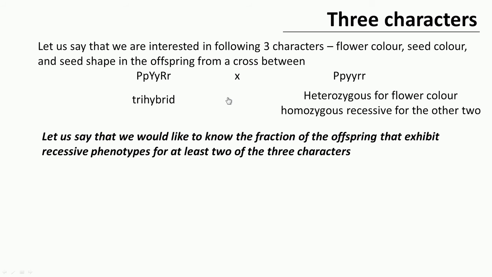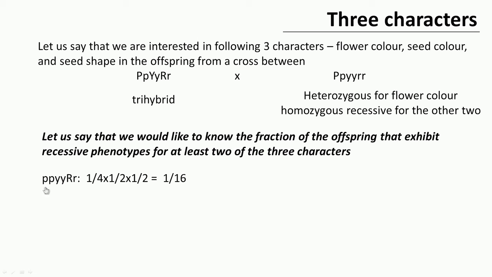If you go through the Punnett square, it is some amount of work, whereas if you know probability, you can quickly write this down. 2 of the characters should be recessive. Therefore, it could be either P recessive, Y recessive or R recessive, exhibit recessive phenotypes for at least 2.